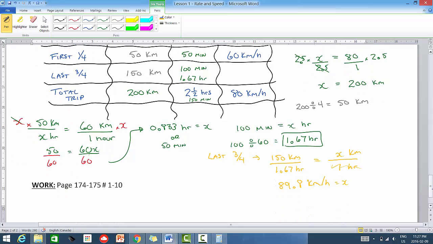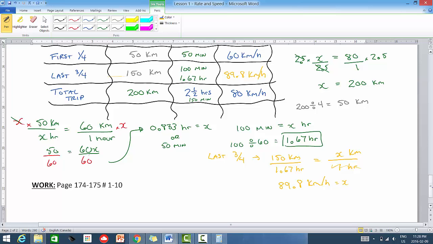What I want you guys to think about is, does that really make sense? Total trip on average, you were going 80 kilometers an hour. For a first little bit, you're going 60, but for the majority of it, you're going 89. You'd have to think that going that speed for 3/4 of the trip would bring that average speed up to 80. So I think that looks appropriate for a quick check. I want you guys to think about that too. Does your answer make sense? Does it fit in the way it should logically?